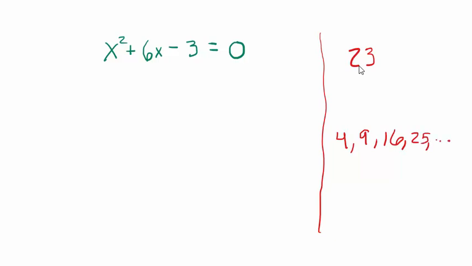Now the reason these are perfect squares is because 4 is 2 squared, 9 is 3 squared, 16 is 4 squared, 25 is 5 squared, and I think you get the point. But notice 23 is not a perfect square because it's not some number squared. But if I wanted to complete the square, I would add 2 to this, because if I add 2 to this, I get 25, which is then a perfect square.